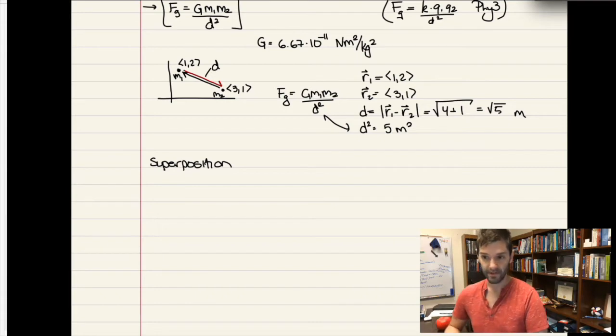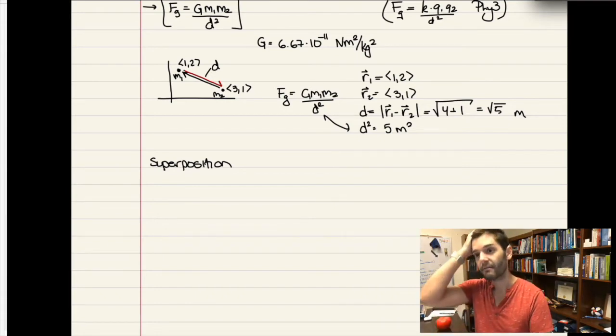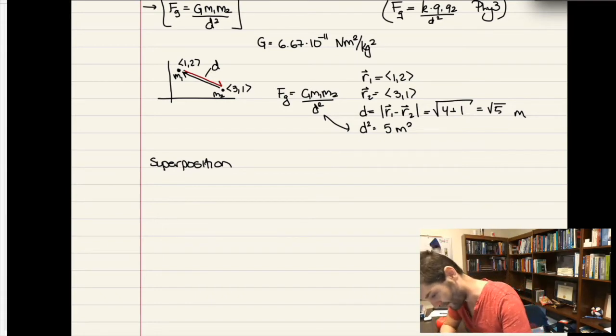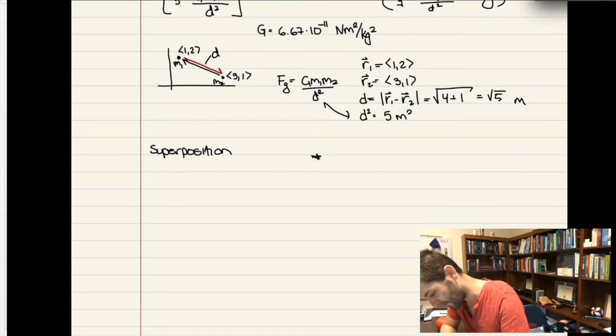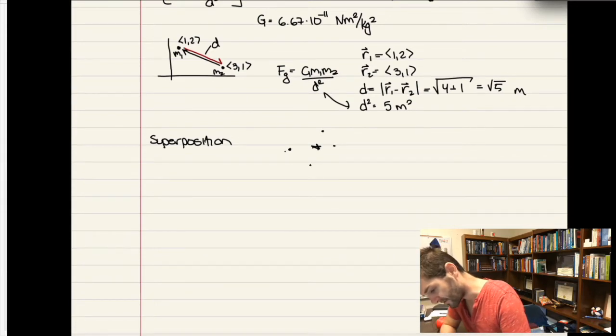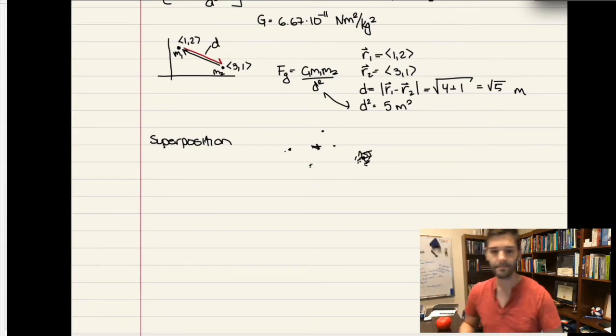But what if you have multiple objects? Suppose you have the solar system. You have the sun at the center. You have Mercury. You have Venus. You have Earth, which itself has a moon. You have Mars, which has 2 little moons, and then you have Jupiter, which has, it's up to like 70 or something moons right now.